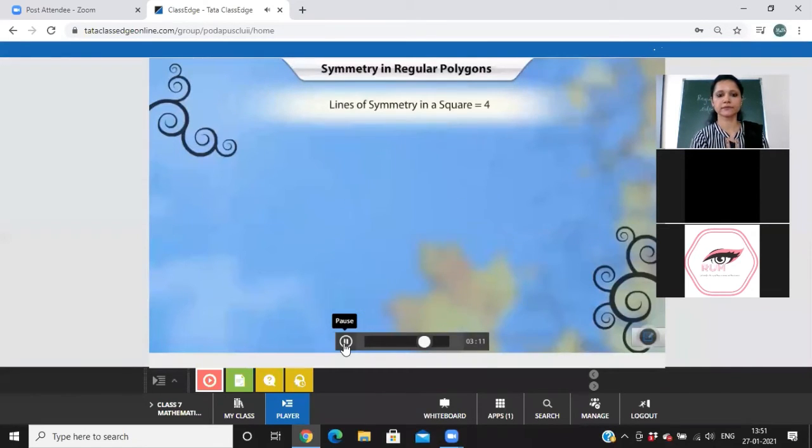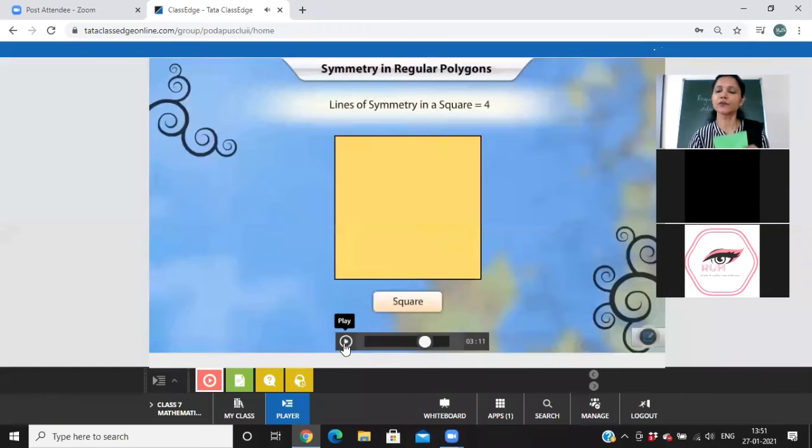Similarly, let's first do it for the square, then we'll watch the video. Pick up the square and let's fold it first along the vertical line in the center. All of you are doing it, fold it. Are the 2 halves overlapping? Yes, ma'am. Very good. Now let's fold it horizontally. Still, the 2 parts are overlapping with each other. Yes or no? Yes, ma'am.